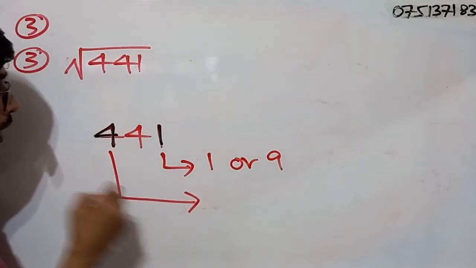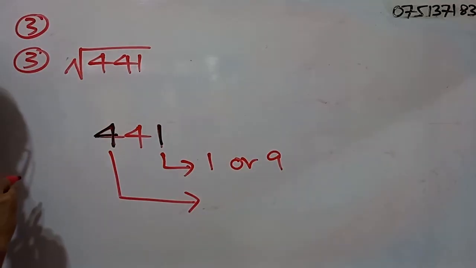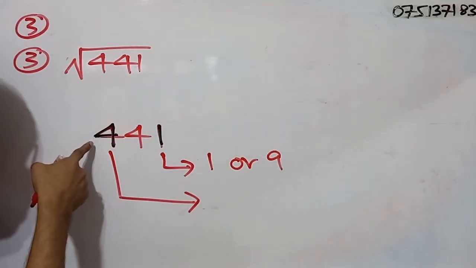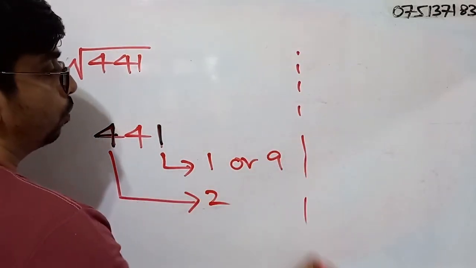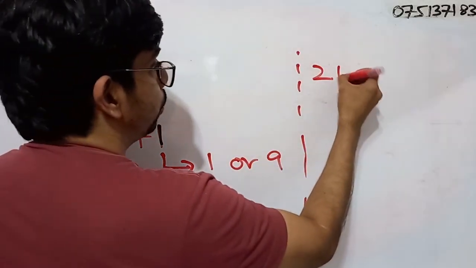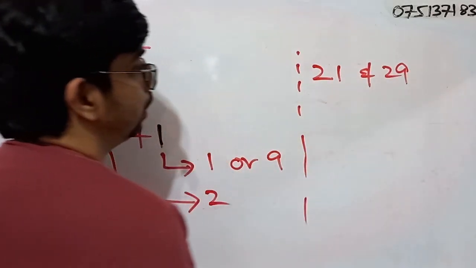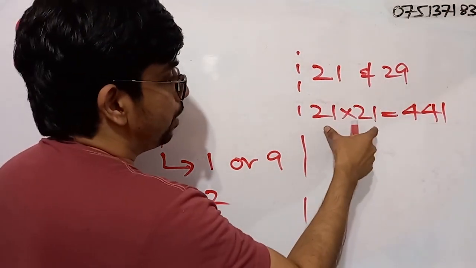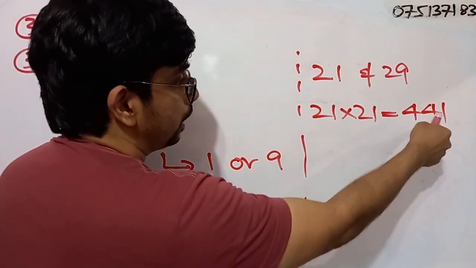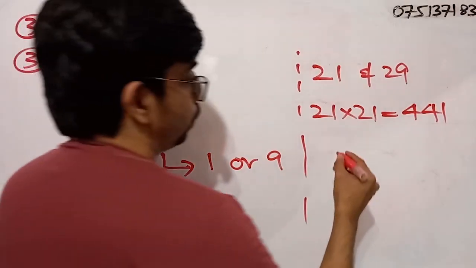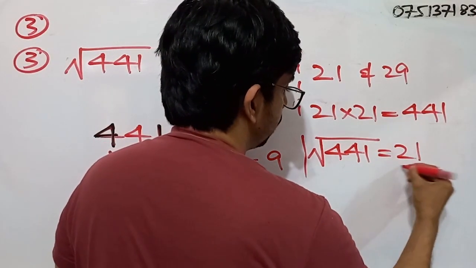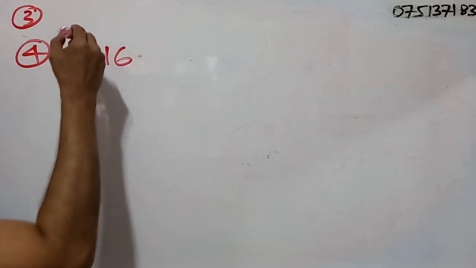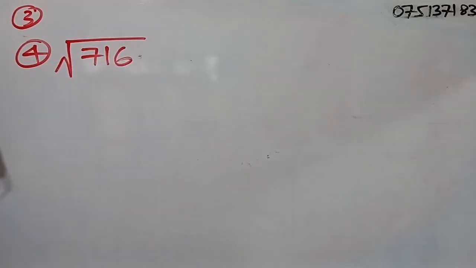Now, the digit on the hundreds place is 4. So we can consider the square root of 4, which is 2. So what are the two possible numbers? 21 and 29. Out of these two numbers, when we consider the square of 21, it is equal to 441. So that means the square root of 441 is 21. Okay, so we have to consider the number 716.